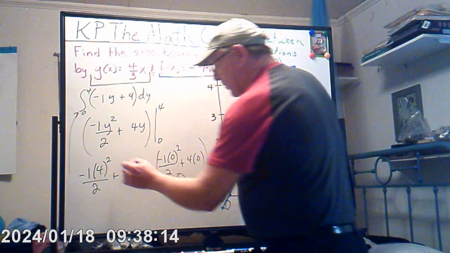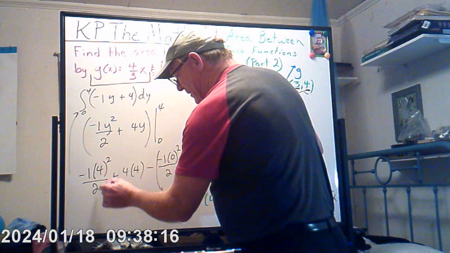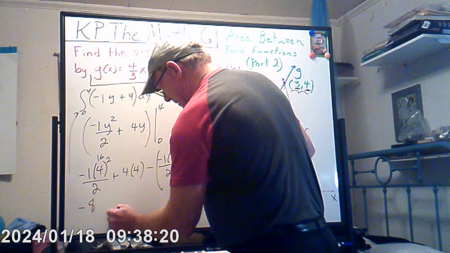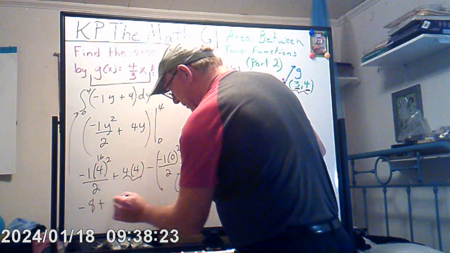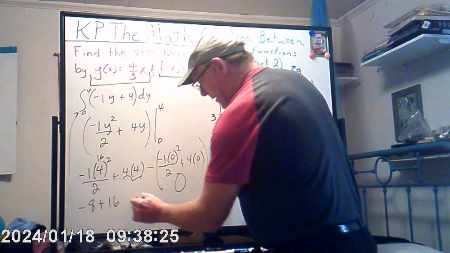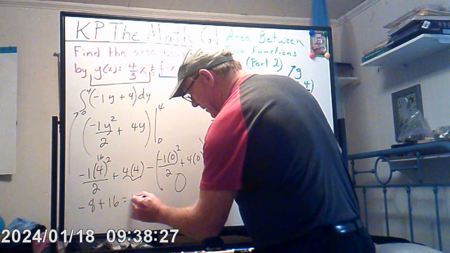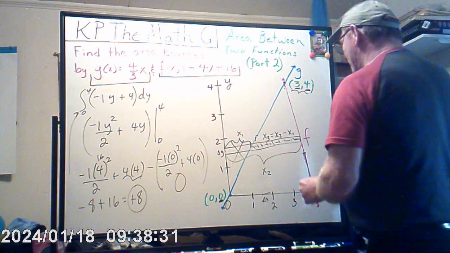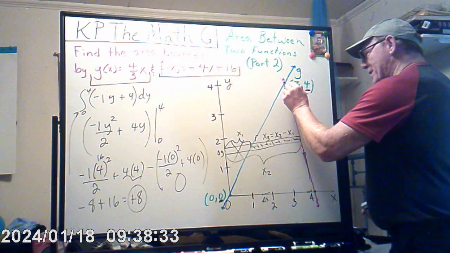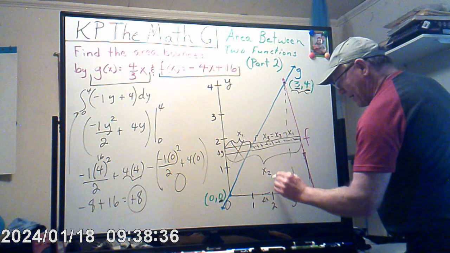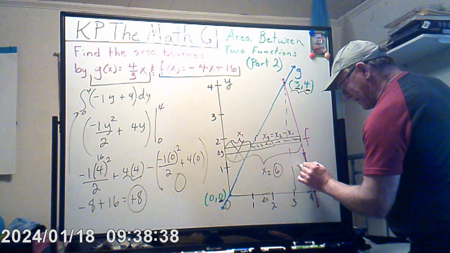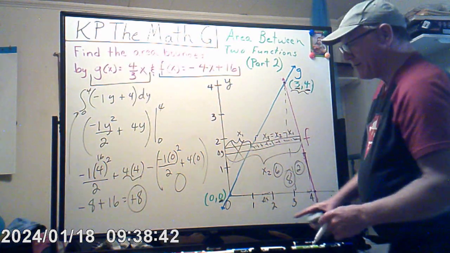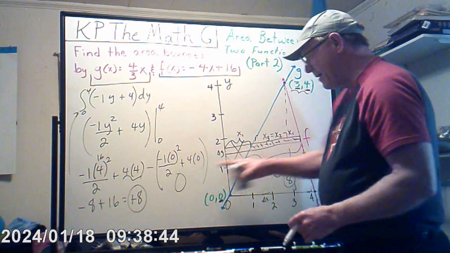So let's see. 4 squared is 16. 16 over 2 is 8, so negative 8. 4 times 4 is 16. And then negative 8 plus 16 is positive 8. Now, if you remember, when we did our last problem the other way, we got this to be 6, and we got this to be 2, and together it is 8. And when we went this way, we got 8.